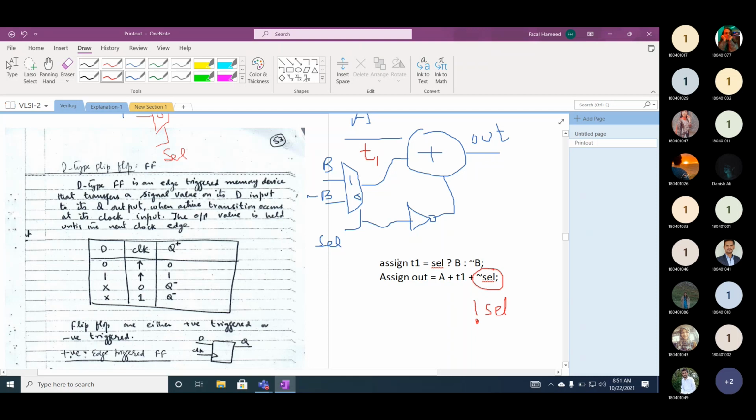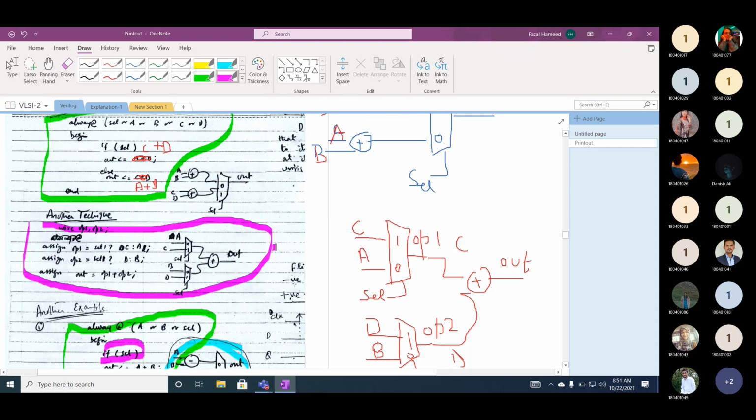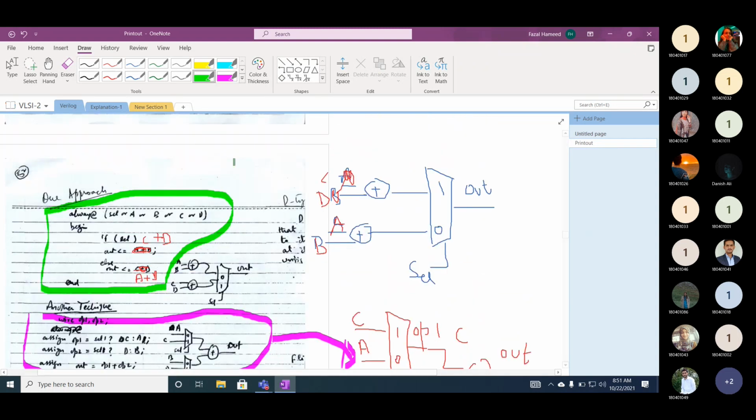Okay, now this code will result in reduced hardware compared to this code. Similarly, this code will result in reduced hardware compared to this code. It's very important.